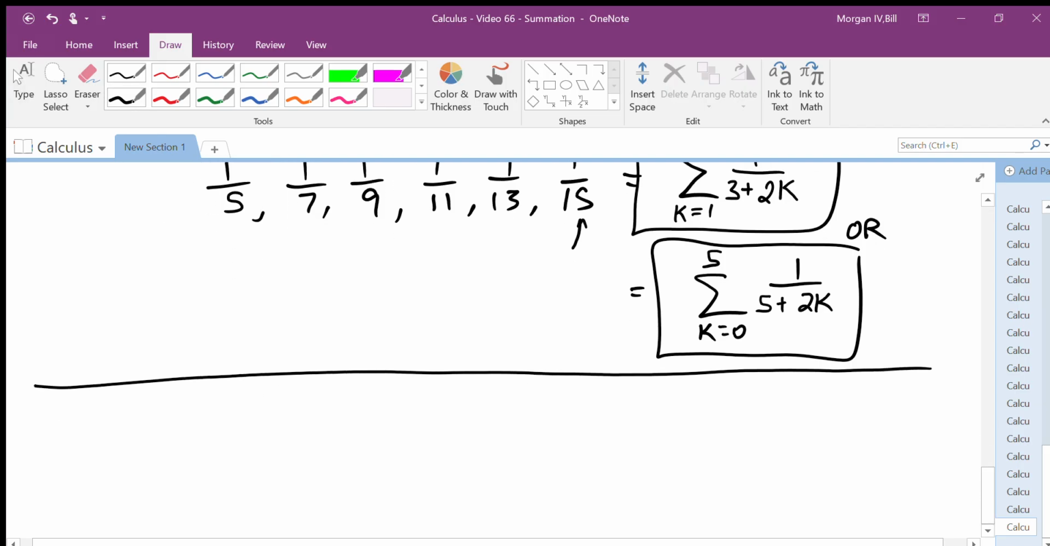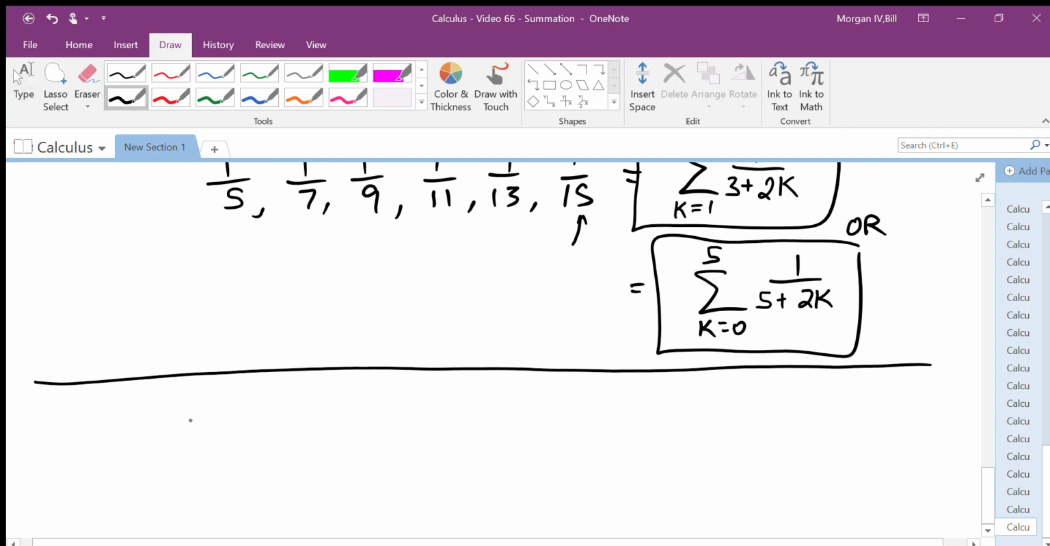Right. Last one, same idea. I'll give you 5 terms this time. 1, 4, 7, 10, 13. Okay, what do you think this sum is? Hopefully you noticed that we're adding by 3 each time. Last time we were adding by 2 in the denominator, and the numerator stayed at 1. This time we're just adding by 3.